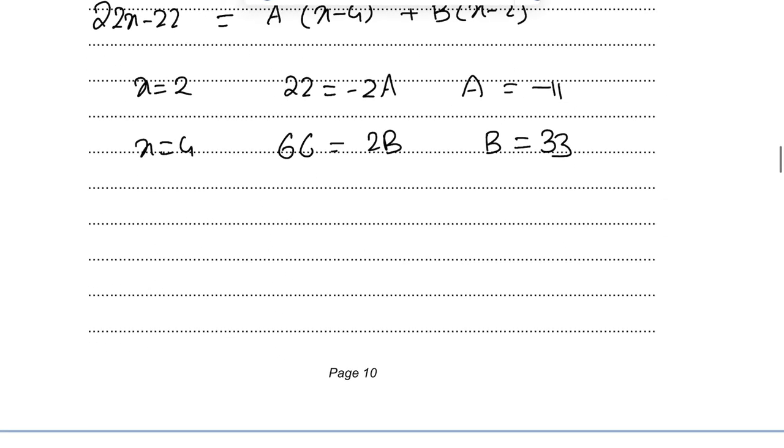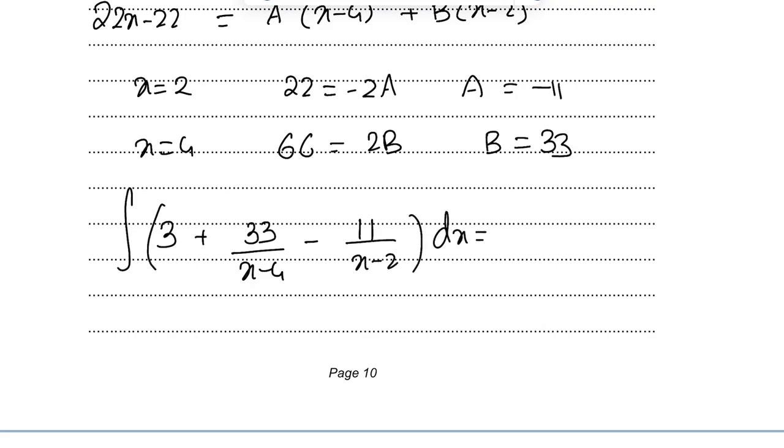So what will be the total integral? It will become the integral of 3 plus 33 upon x minus 4 minus 11 upon x minus 2 dx. So it becomes 3x plus 33 ln|x minus 4| minus 11 ln|x minus 2| plus c. That's going to be the answer.